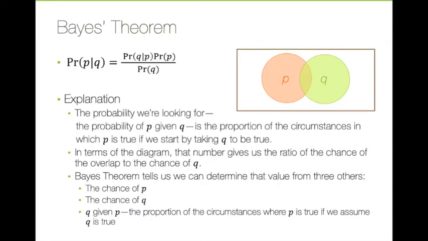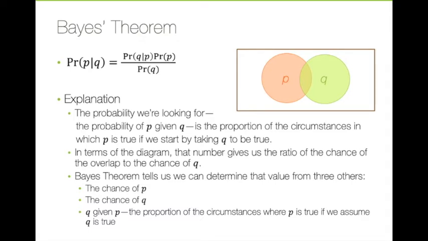As a formula, Bayes' theorem is really just an expanded rule for calculating a familiar kind of probability. We already did conditional probabilities, so the probability of P given Q should look relatively familiar. We just have a spelled out way of calculating it now. So remember that the probability of P given Q is the proportion of the circumstances in which P is true if we start by taking Q to be true. So the conditional probability P given Q tells us assume Q is true and determine what proportion of the Q circumstances are also P circumstances.